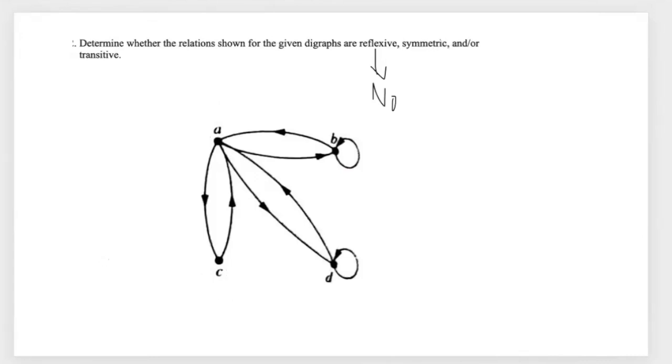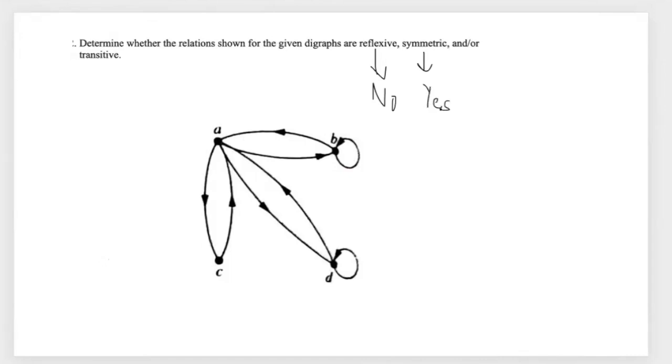Is it symmetric? Yes, because if I go from A to C, I go back to C, A. Then if I go from A to D, I go back to D, A, and it continues. So in this case, it's yes.